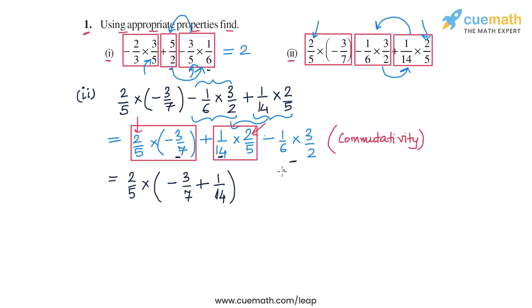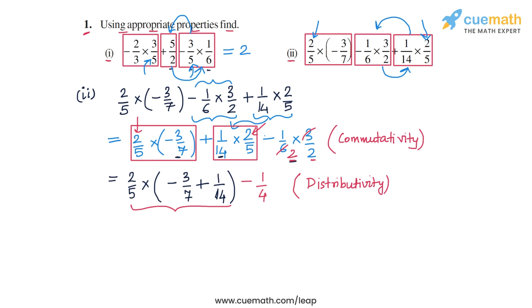And then the third part that we have, minus 1 by 6 into 3 by 2, we can actually simplify here only. So 6 divided by 3 is 2, and 2 into 2 is 4. So the third term is minus 1 by 4. Alright, now let's just write the reason here for this simplification that we did. So we used the distributivity of multiplication over addition and subtraction.